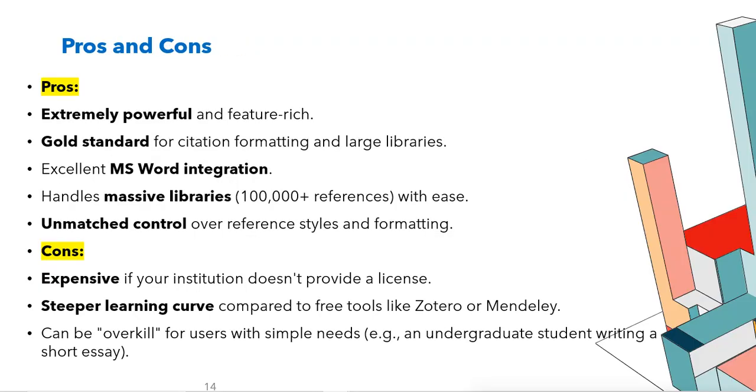Pros and cons of EndNote. EndNote is extremely powerful and feature-rich. It is also the gold standard for citation formatting in large libraries. It has excellent Microsoft Word integration, handles massive libraries with ease, and offers unmatched control over reference style and formatting.